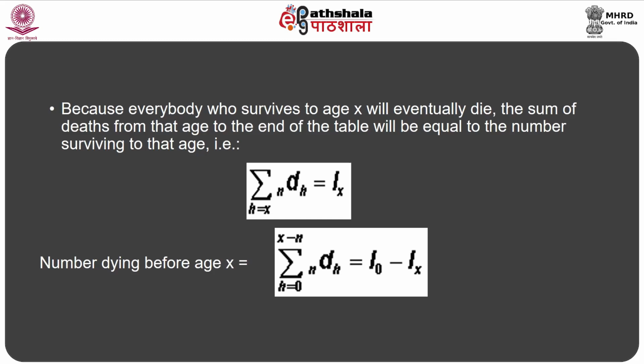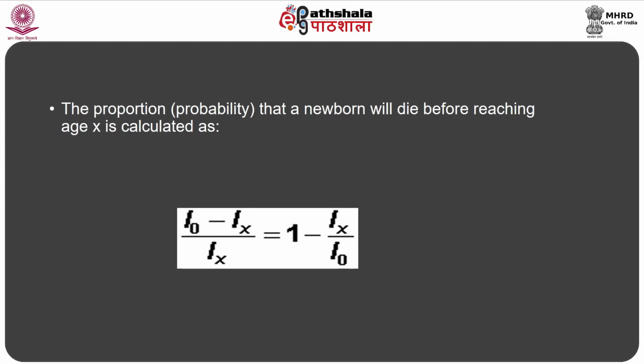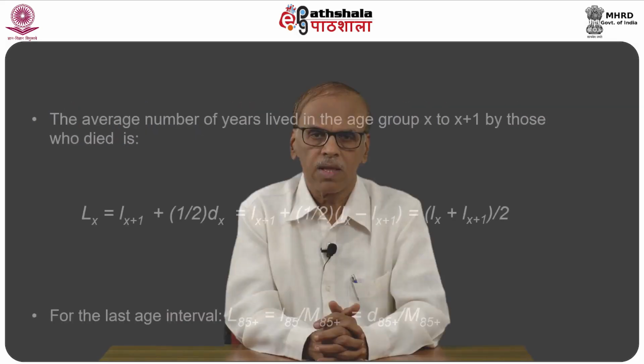The number dying before age x equals summation for h from 0 to x minus n of ndh, which equals small l naught minus small lx. The proportion, that is the probability, that a newborn will die before reaching age x is calculated as small l naught minus small lx divided by small l naught, which equals 1 minus small lx divided by small l naught.